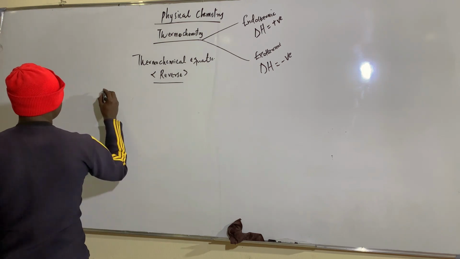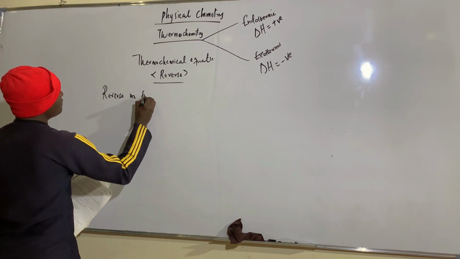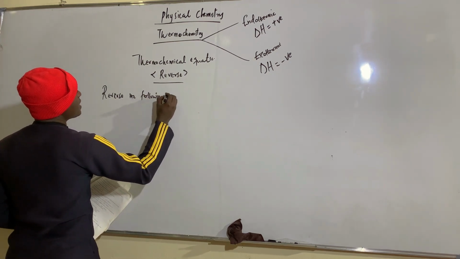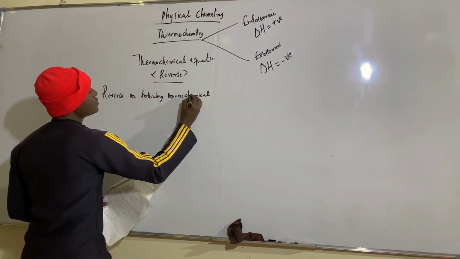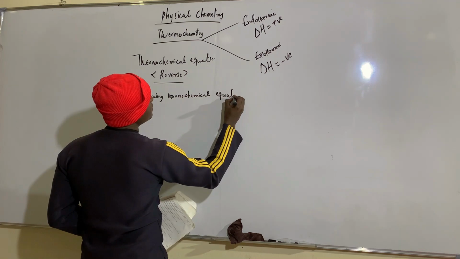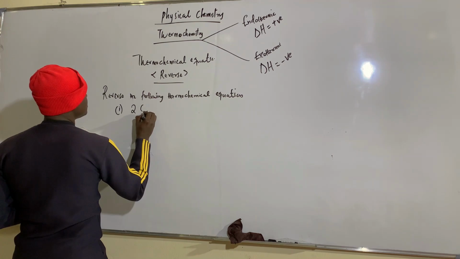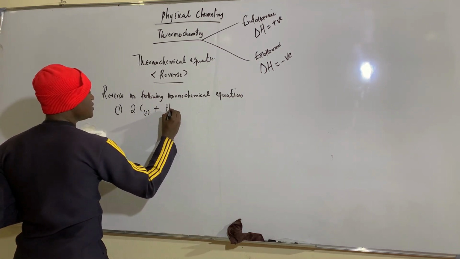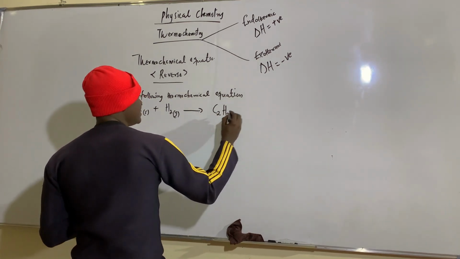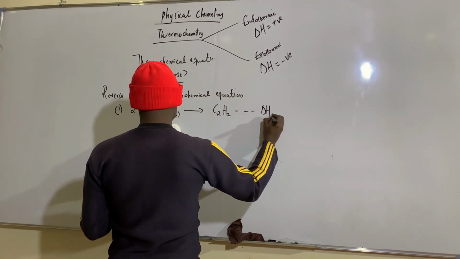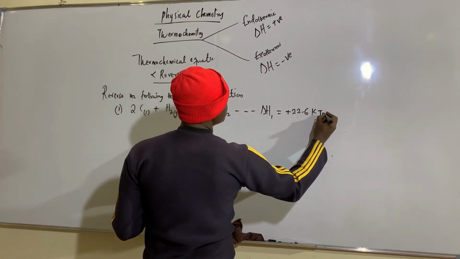They said reverse the following thermochemical equations. Reverse the following thermochemical equation. 1: 2 carbon in solid plus hydrogen gas to give C2H2, plus 22.6 kilojoule per mole.